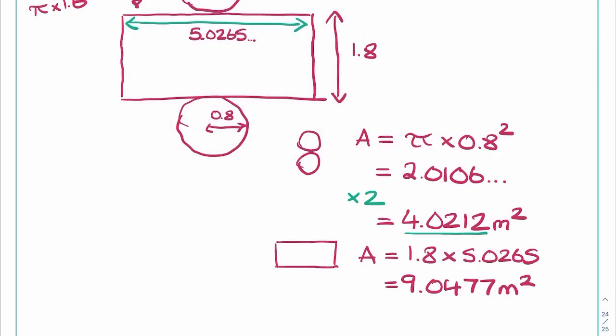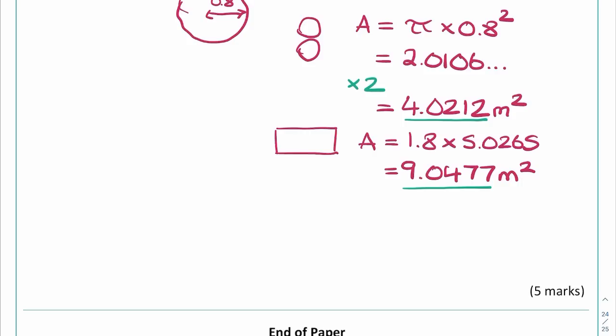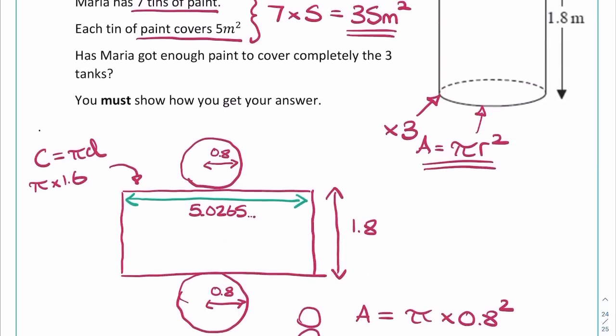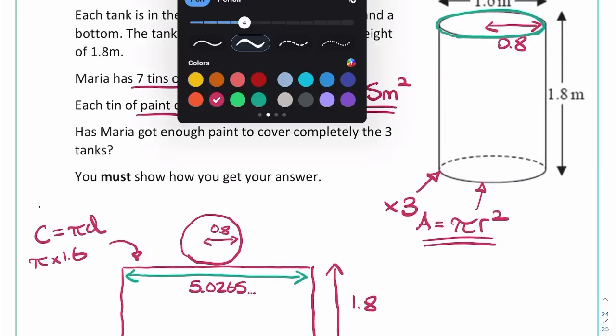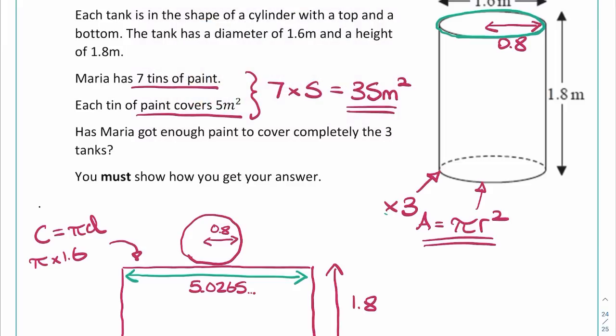We've got the 2 circles and the rectangle, and we need to add those 2 together. So let's write the total. There you go, you could show that working out. I'm just going to add it on my calculator quickly, 4.0212 plus 9.0477, and that comes out as a total area of 13.0689 meter squared.